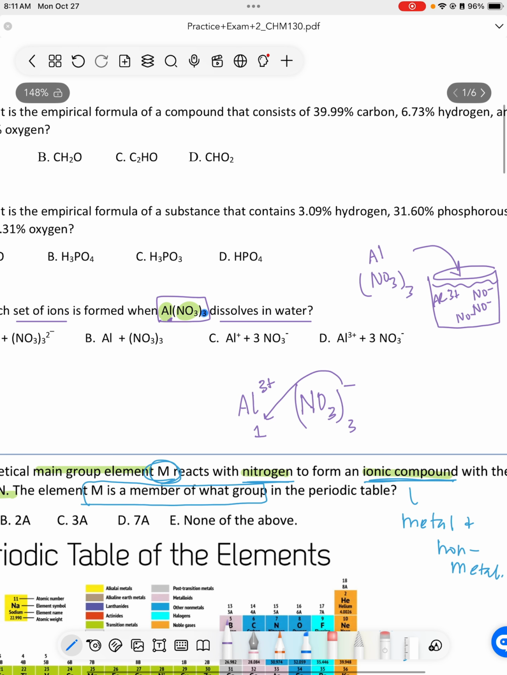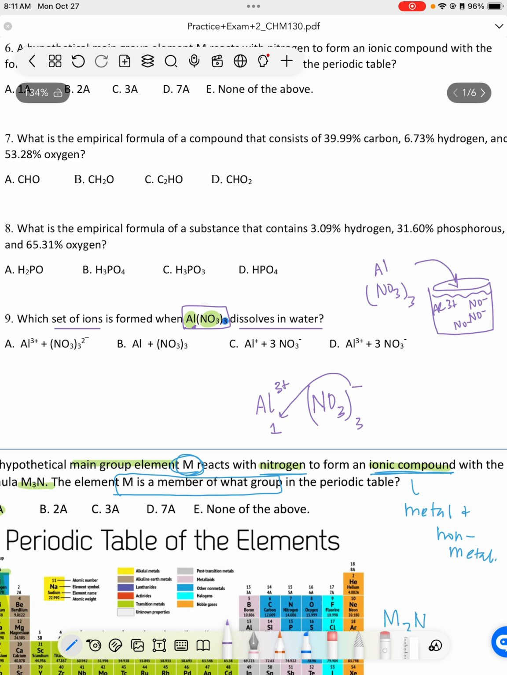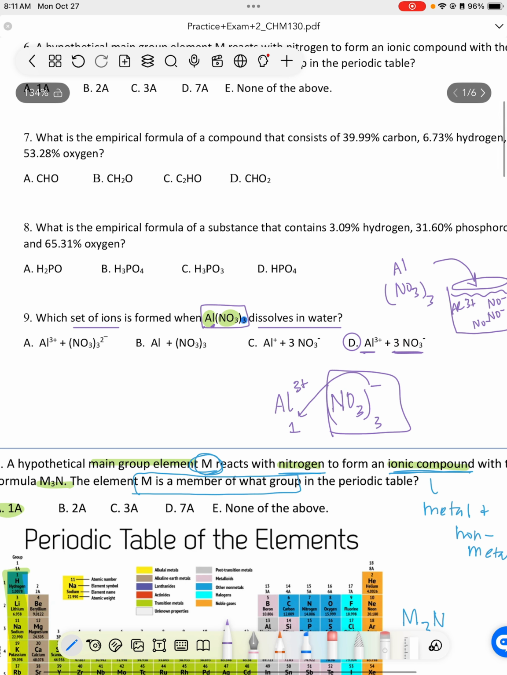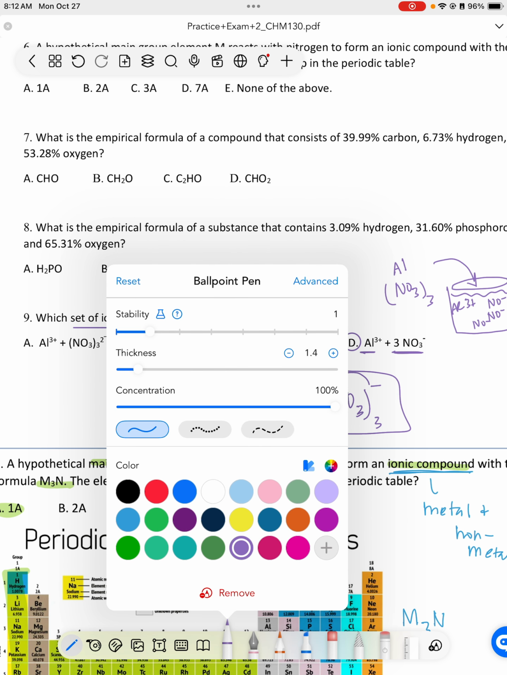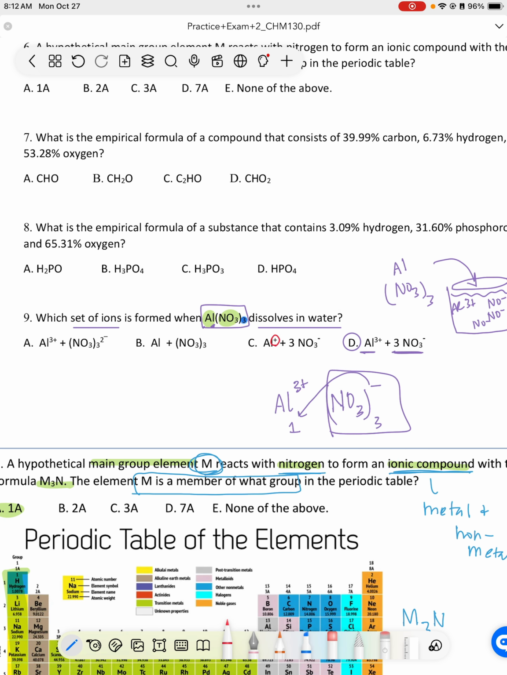So we want to look at the ratio as well, and we know that for every 3 nitrates, we get 1 aluminum. And so our answer would be D, because we get 1 aluminum 3+ ion and we get 3 nitrate ions. So pay attention to the charges. For example, this charge, let's do red. This charge is wrong. So you know it's not that right away.